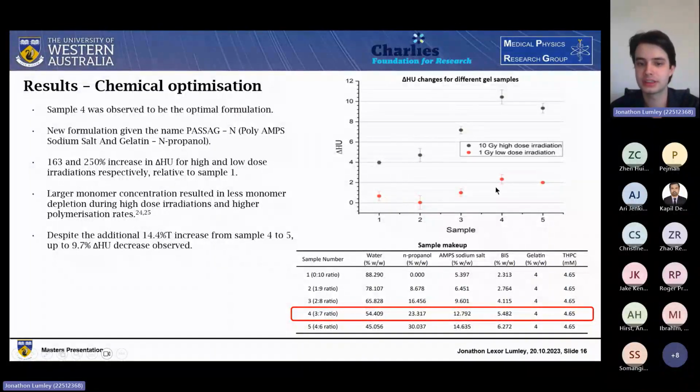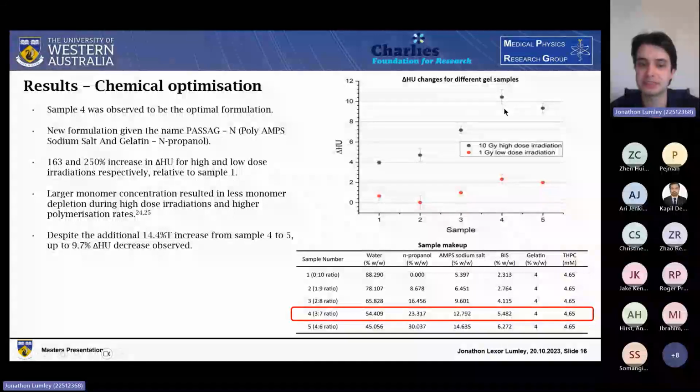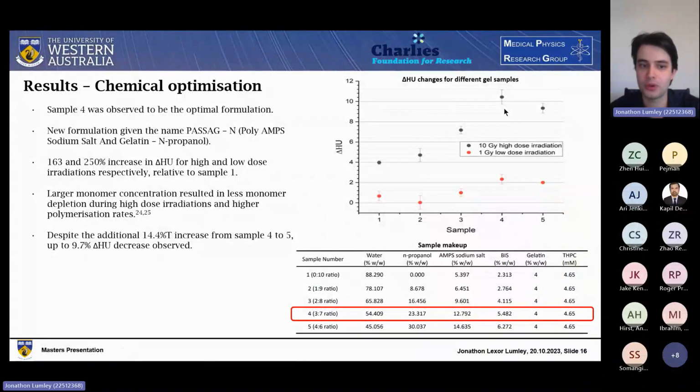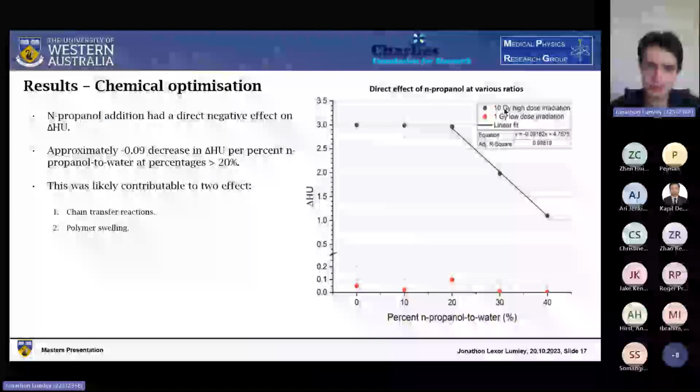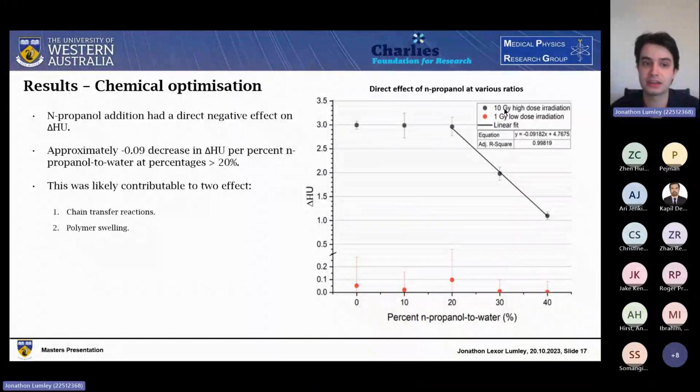As for the lower dose regions, there were always sufficient amounts of monomer, irrespective of what sample was used. However, when you increase monomer concentration, you also increase polymerization rates. A higher rate means that for the same irradiation, more polymers can be formed, and hence we get a larger change in HU. That being said, despite a 14.4% increase in %T from sample 4 to 5, almost up to a 10% decrease in HU was observed. This is due to a direct negative effect from the isopropanol addition.